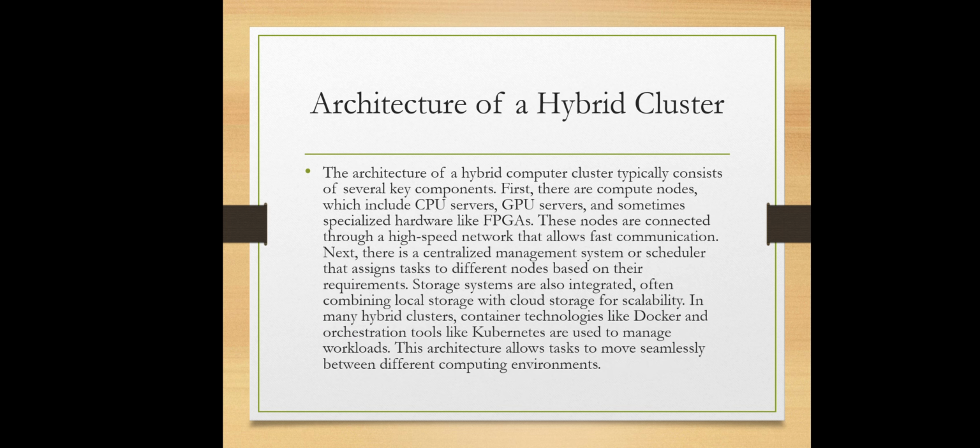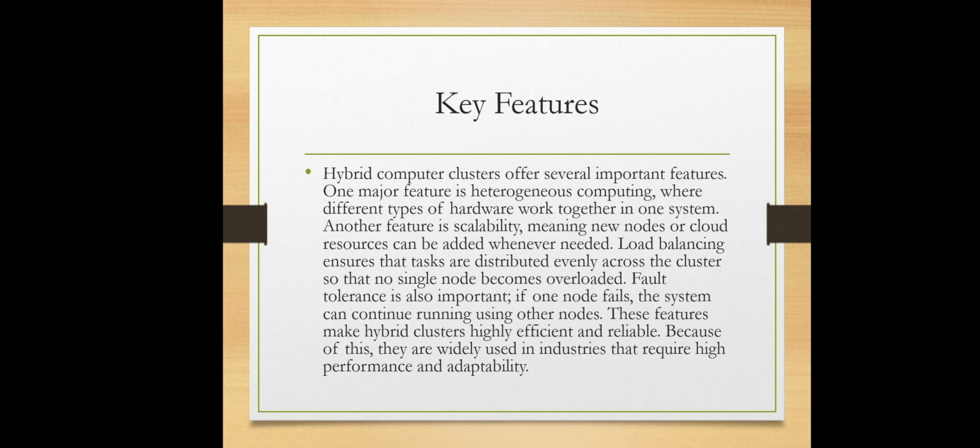Next, there is a centralized management system or scheduler that assigns tasks to different nodes based on the requirements. Storage systems are also integrated, often combining local storage with cloud storage for scalability. In many hybrid clusters, container technologies like Docker and orchestration tools like Kubernetes are used to manage workloads. This architecture allows tasks to move seamlessly between different computing environments.